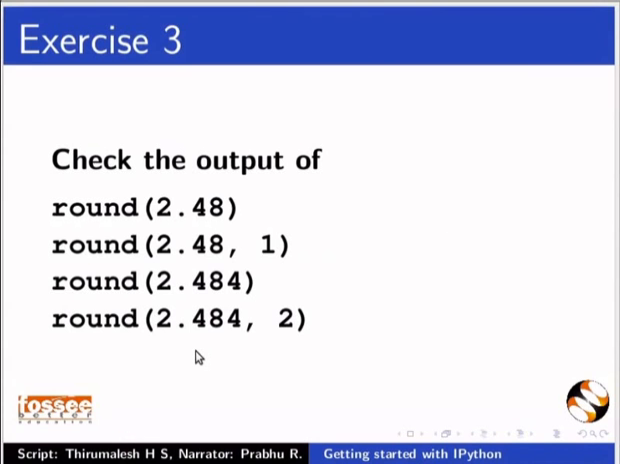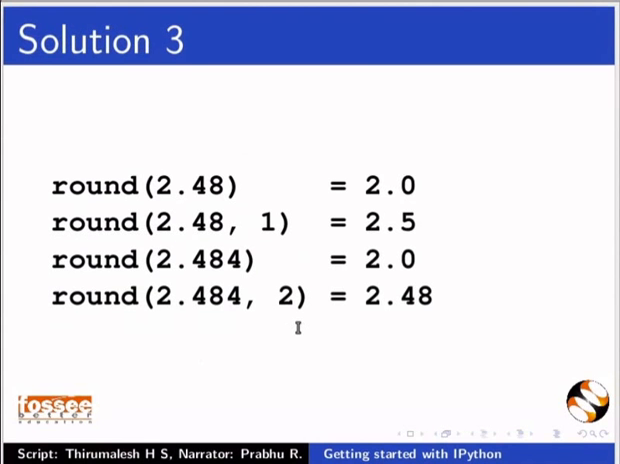Pause the video here, try out the following exercise and resume the video. Check the output of round(2.48), round(2.48, 1), round(2.484), round(2.484, 2). We get round(2.48) is equal to 2.0, round(2.48, 1) is 2.5, round(2.484) is 2.0, round(2.484, 2) is 2.48, which are what we expect.